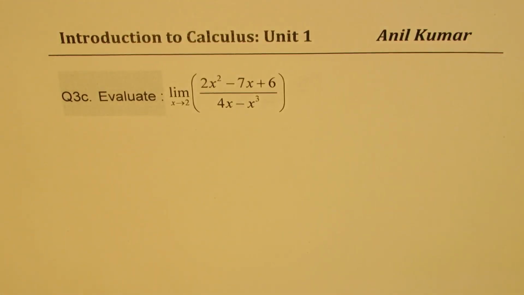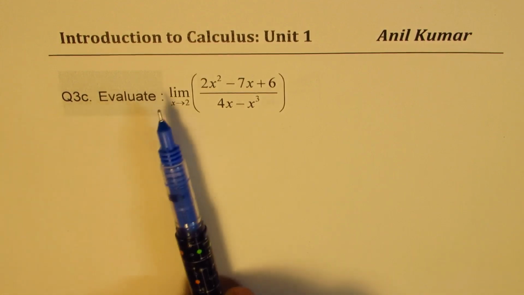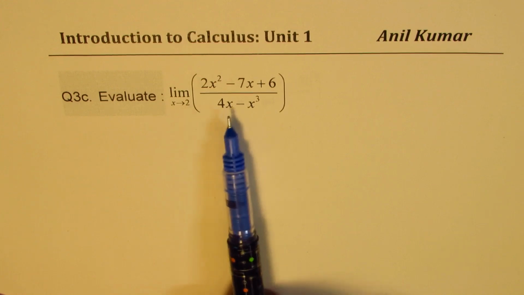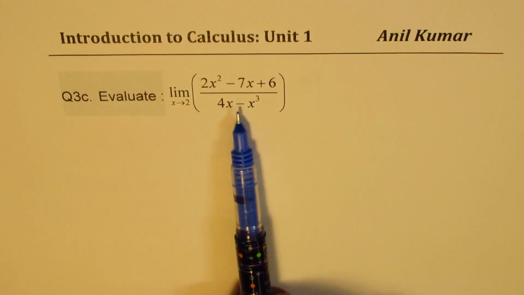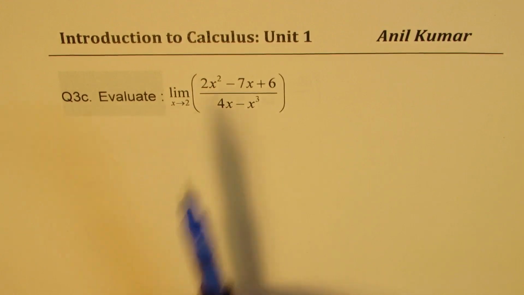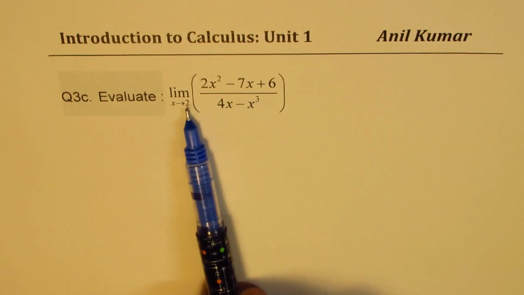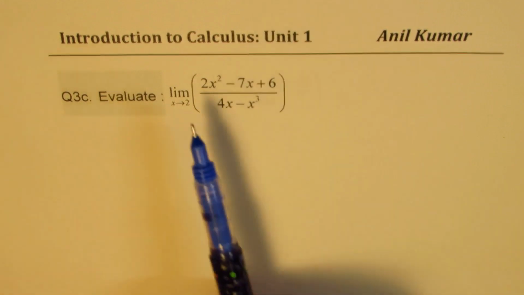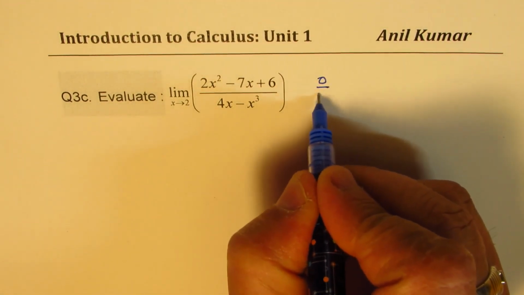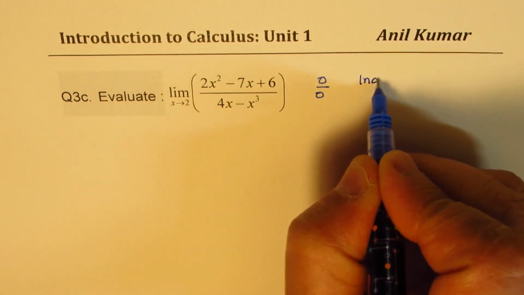So now let's take up part C, which is limit when x approaches 2 of this particular function. Now if I write 2 in the denominator, I get 8 minus 2 cubed, which is also 8, right? So the denominator is 0. If I write 2 in the numerator, you will find that that is also 0. So this is 0 over 0 form. It is indeterminate.